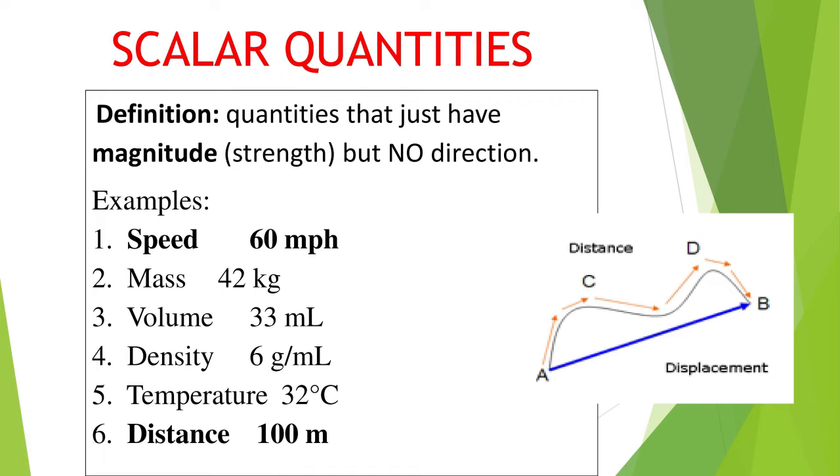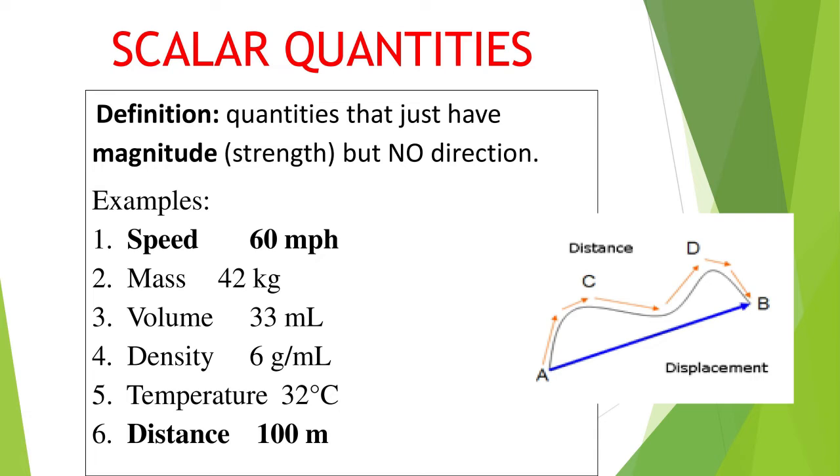Similarly, density. We are very much familiar with temperature. We have thermometers at our home. When we check the body temperature, we see a value of maybe 35 degrees Celsius, 36 degrees Celsius, or sometimes 37 degrees Celsius, but we are not going to take care of in which direction. So with this we can conclude that temperature is a scalar quantity.